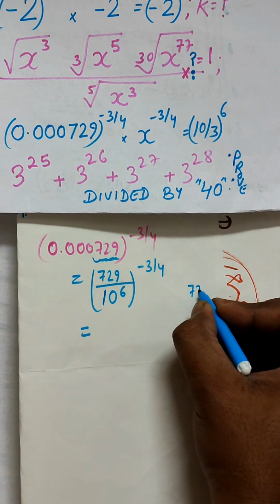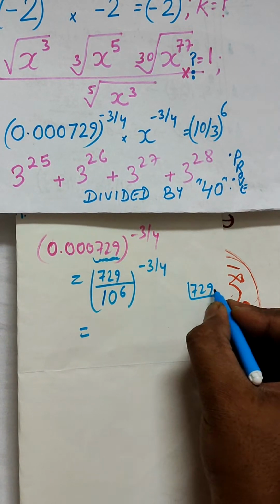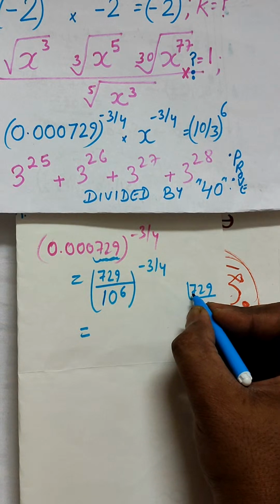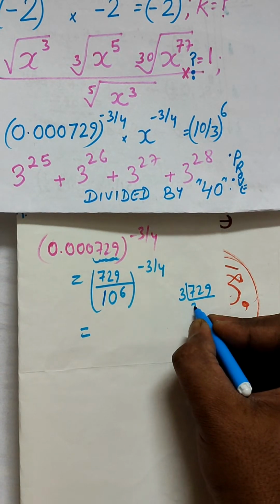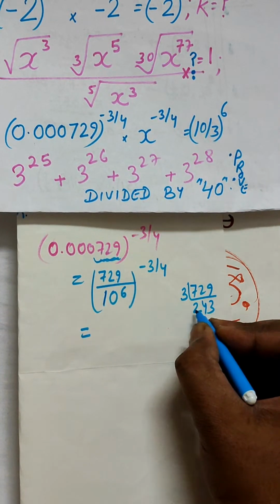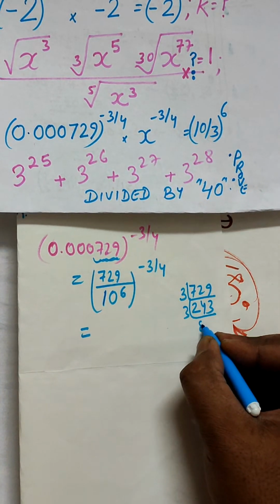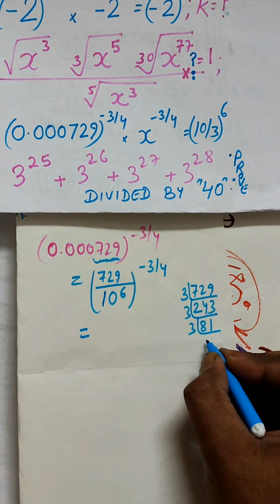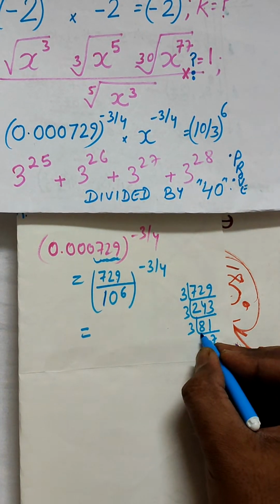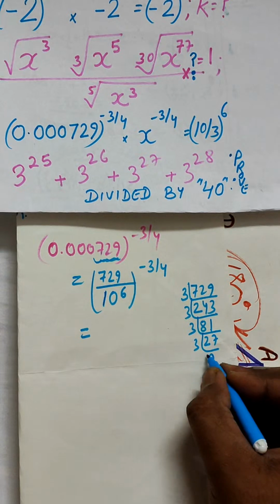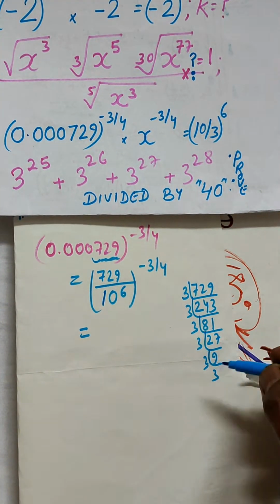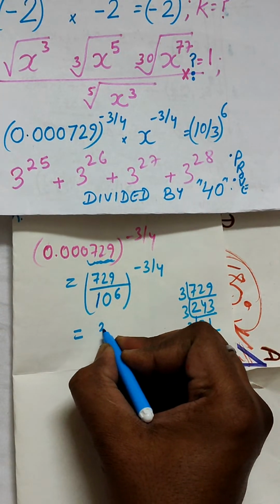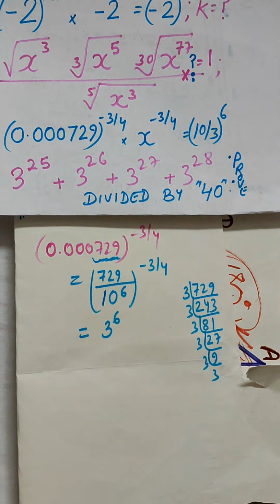So for 729, you can see 9 plus 9, 18, 18, 8 plus 1, 9, 9. So it is divisible by 3. So 3 2s are 6, 3 4s are 12, 3 3s are 9. Then again 3 8s are 24, 3 1s. Then again 3 2s are 6, 3 7s are 21. Right? Then 3 9s and 3 3s. You can see 1, 2, 3, 4, 5, 6. So 729 can be written as 3 power 6.